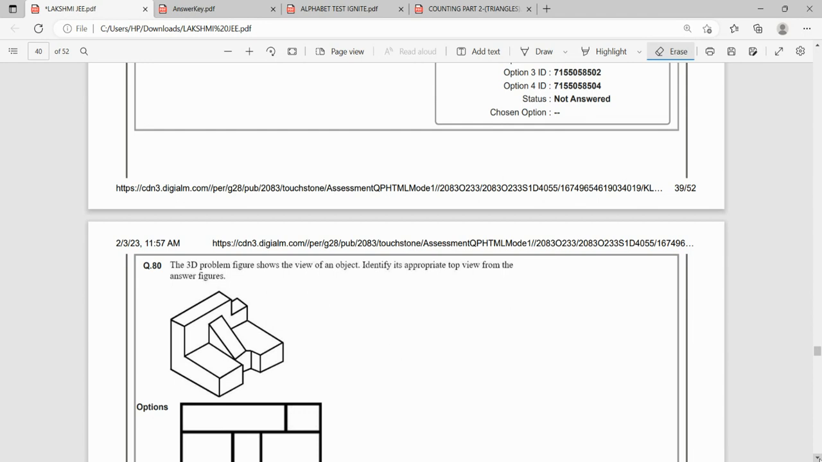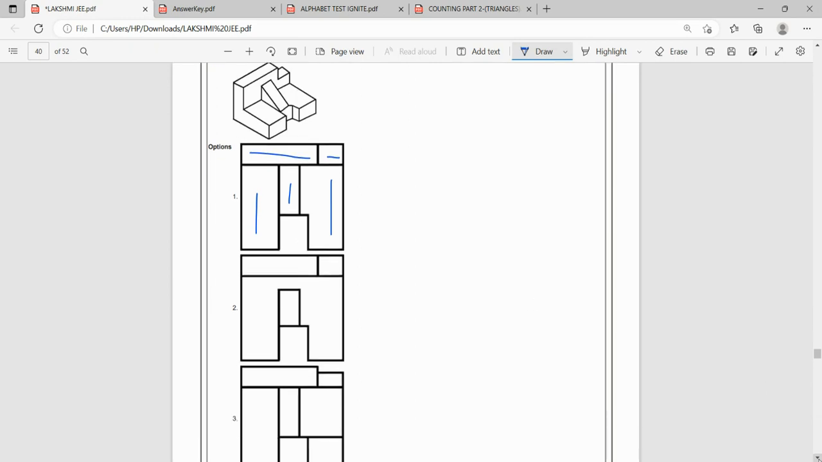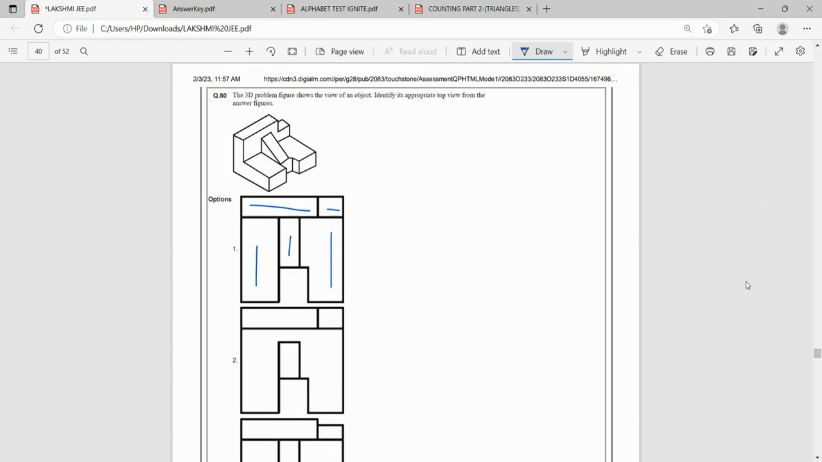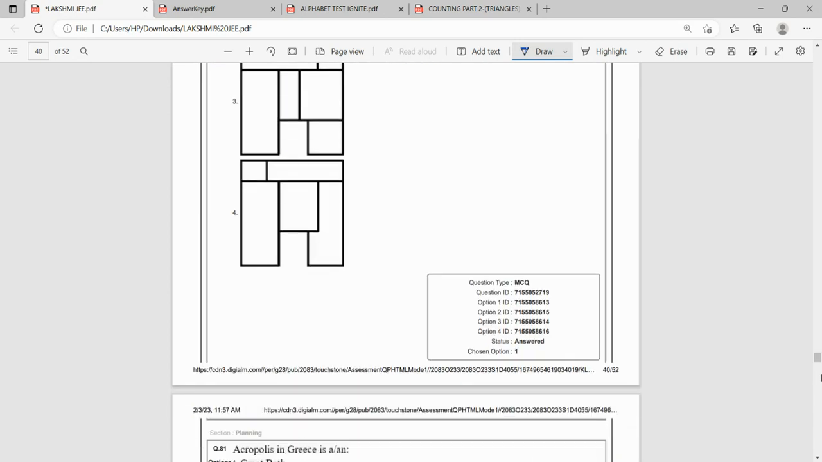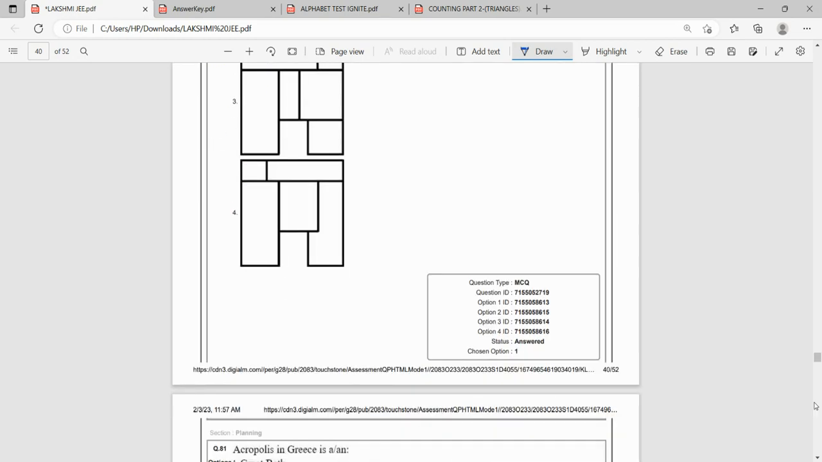Now again, appropriate top view. We have to identify the top view. If we think about top view, this is okay, this is okay, then this portion is okay, this one is okay, this one is okay. Now, if we compare the other options, it is better to choose this, right? Better option, if you think this is okay, this one, then this one, then this portion is okay, this way, this way. So option 1.